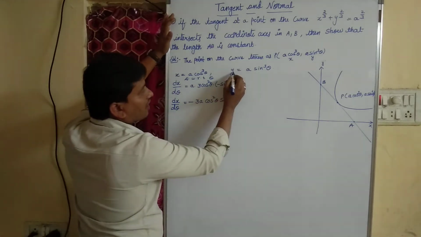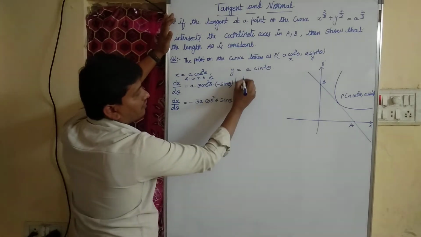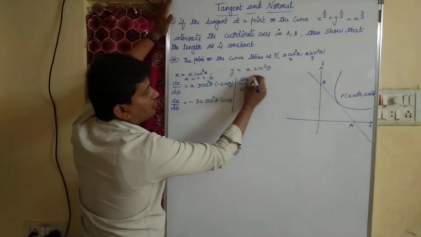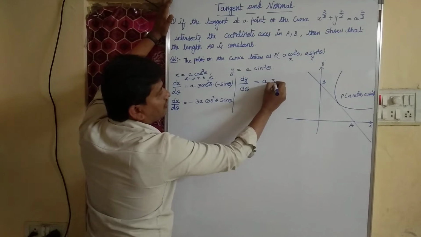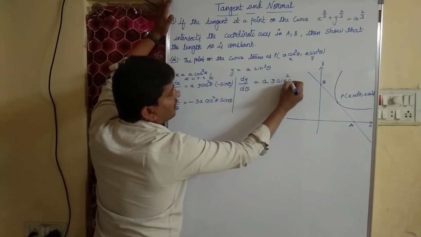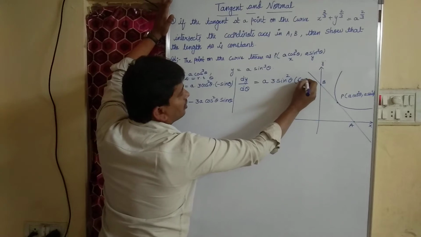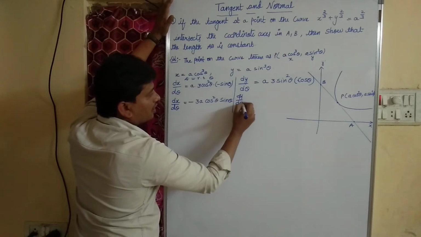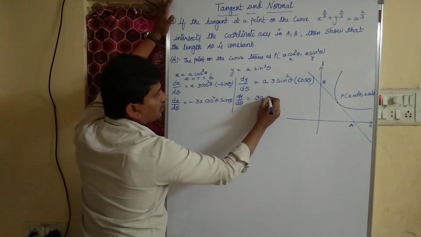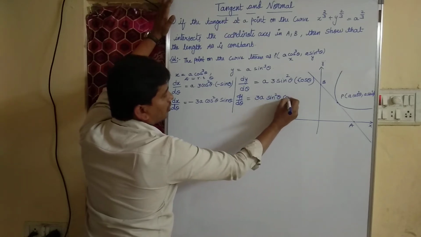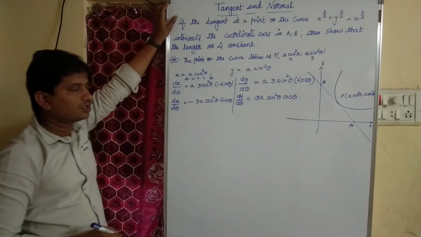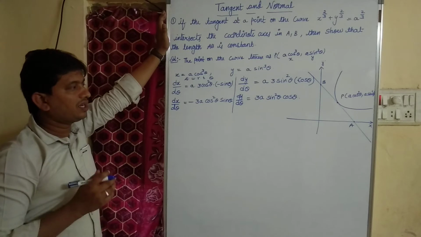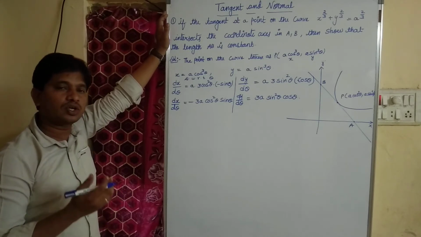Now the second coordinate, y equal to a sin cube theta. Let us differentiate with respect to theta. So dy by d theta equal to a constant, sin cube theta derivative 3 sin square theta, again sin theta derivative cos theta. So dy by d theta equal to 3a sin square theta cos theta. So dx by d theta is minus 3a cos square theta sin theta and dy by d theta is 3a sin square theta cos theta.